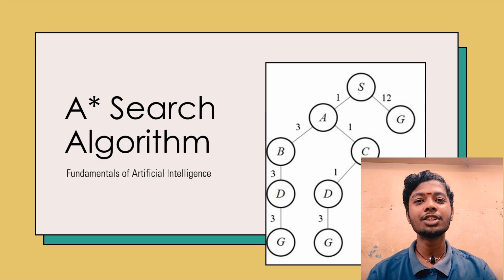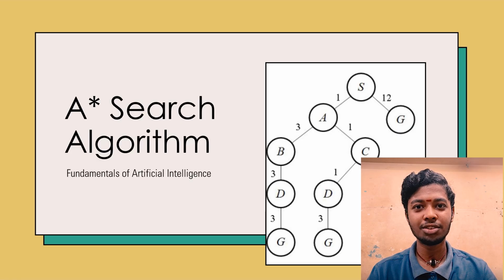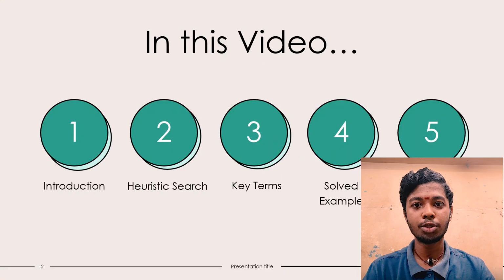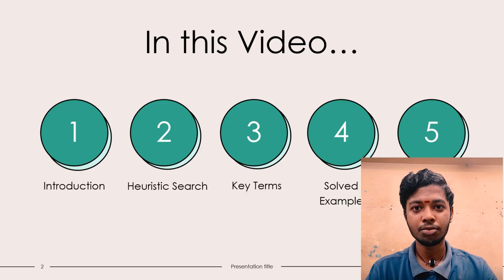Hello everyone. In this video, we're going to see about the A-star search algorithm, which is a search algorithm in the context of artificial intelligence. So let's dive into it. We're going to split this video into 5 sections: introduction, heuristic search, some key terms, a solved example, and then the final conclusion.